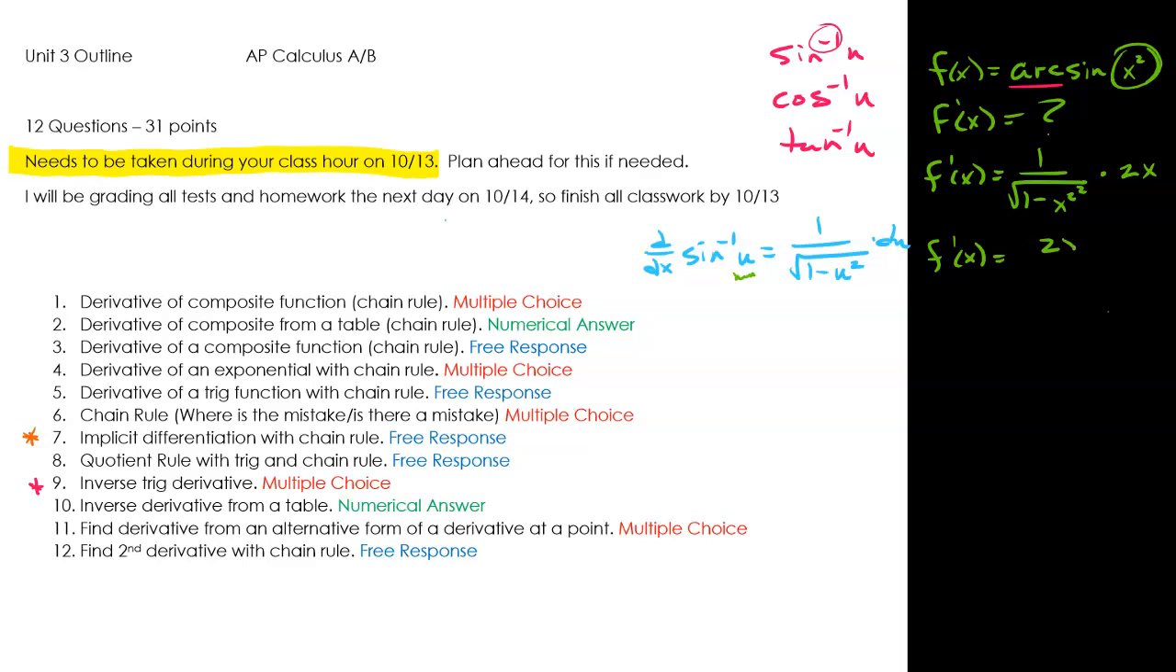So then this would become 2x on the top of the fraction over square root of 1 minus x to the 4th. Now, this square root cannot simplify because of the subtraction. So I know some people will want to do the square root of x to the 4th, but you can't because of the subtraction.